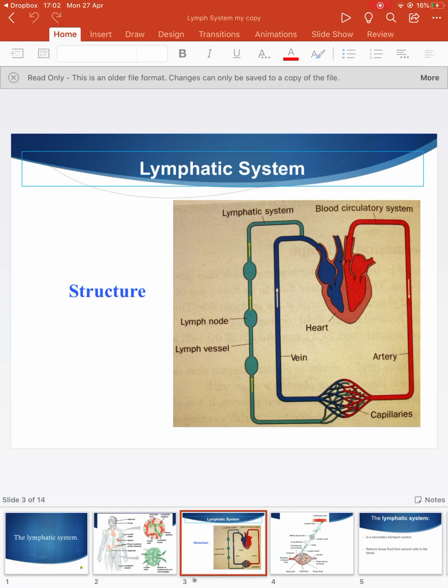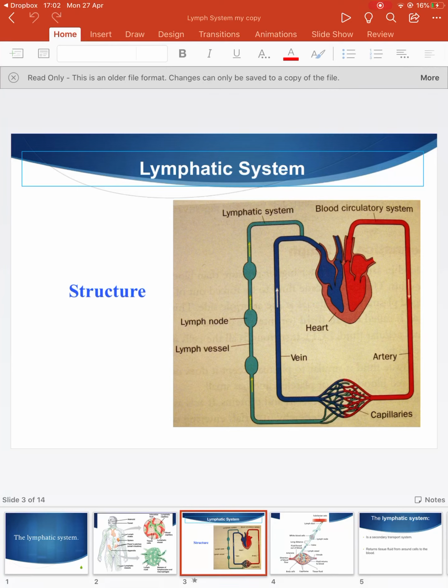Lymph nodes are clusters of lots and lots of white blood cells, and the main function of the lymph nodes would be, in an immune response, to filter the lymph and to try to kill any bacteria or any foreign bodies. So the lymph has a role in helping to fight pathogens, and it also has a role in collecting excess tissue fluid and returning it to your blood, but we'll talk about that in a minute. So lymph nodes, lymph vessels, and lymph.